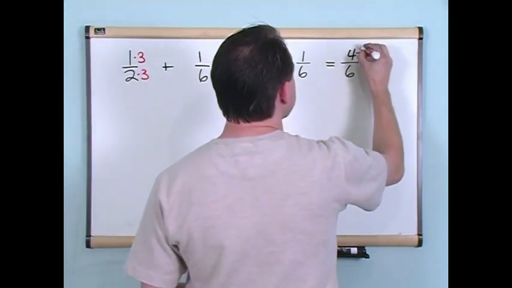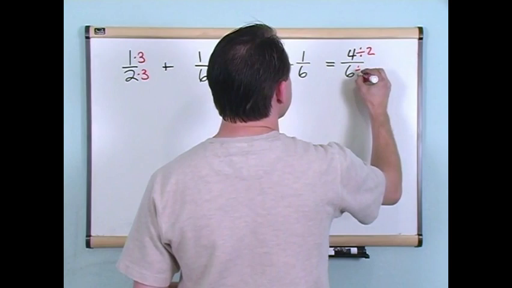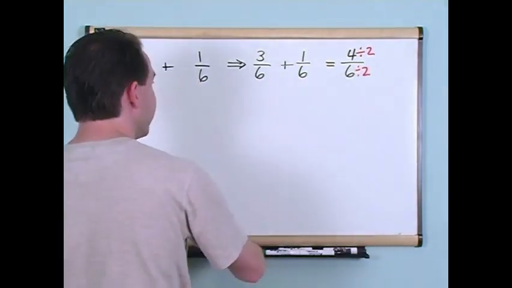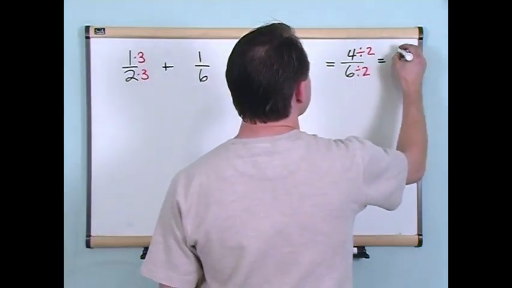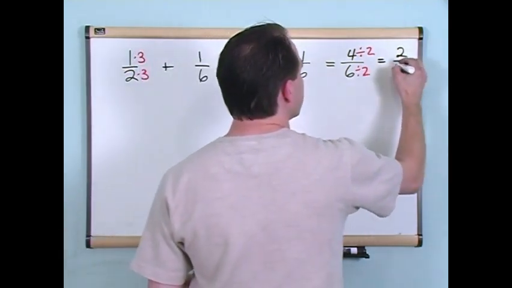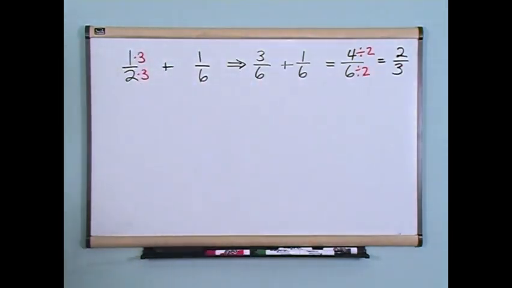Sure I can. I can divide the top by 2 and the bottom by 2. And that will simplify this fraction. 4 divided by 2 gives me 2. 6 divided by 2 gives me 3. So the answer is going to be 2/3.